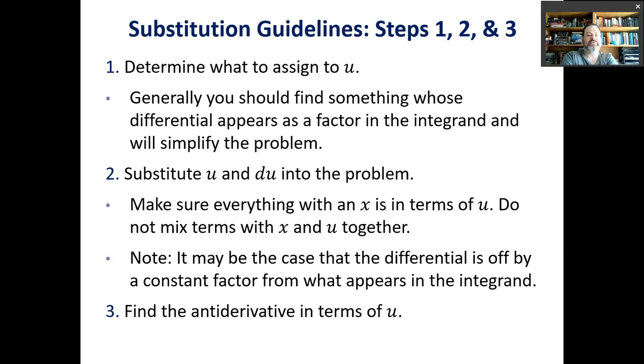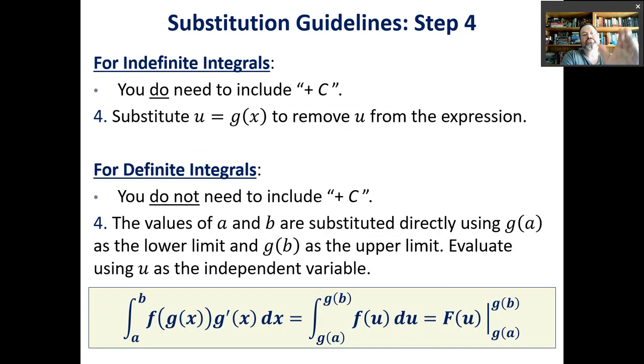And then last step, find the antiderivative in terms of u. So no matter what, we're always going to do those 3 steps. For indefinite integrals, as we saw so far, you tack on a plus c, and then you back substitute u equals g of x, and that takes u out of the expression, puts x back in. However, for definite integrals, you don't include plus c, and the values of a and b are substituted directly using g of a as the lower limit and g of b as the upper limit. Evaluate using u as the independent variable.